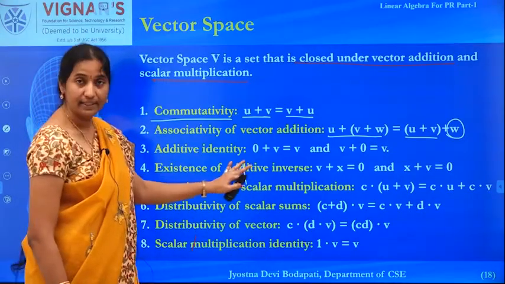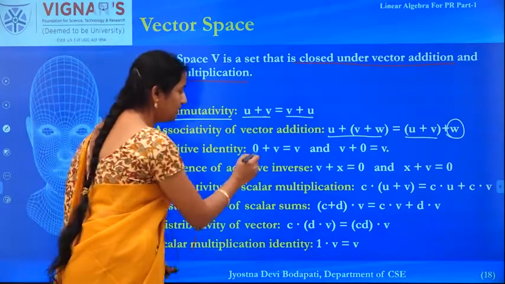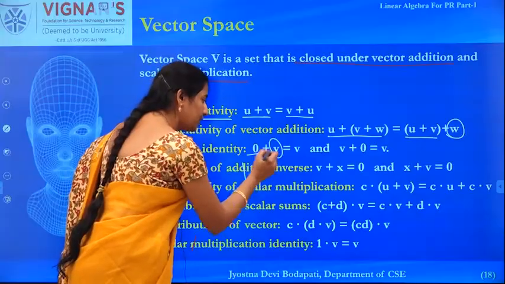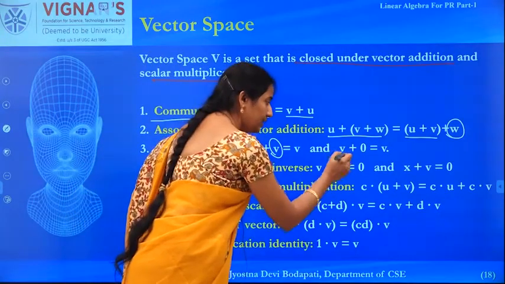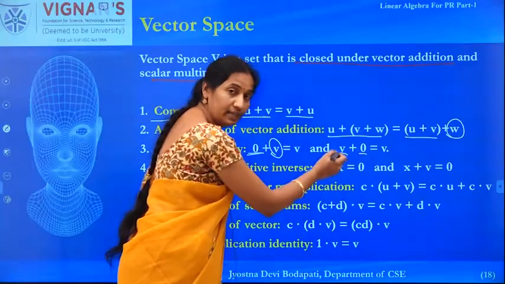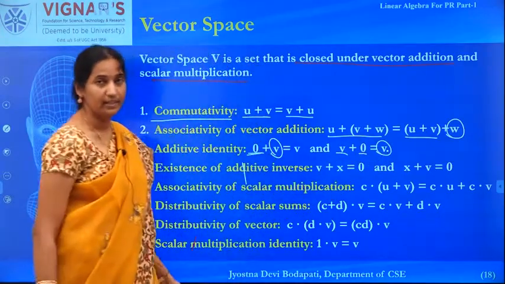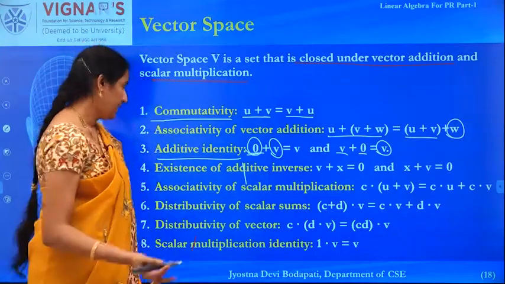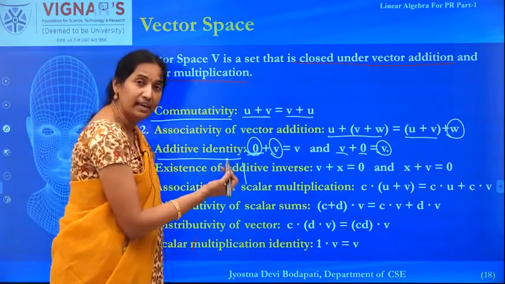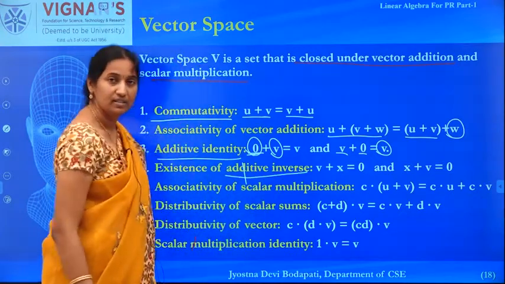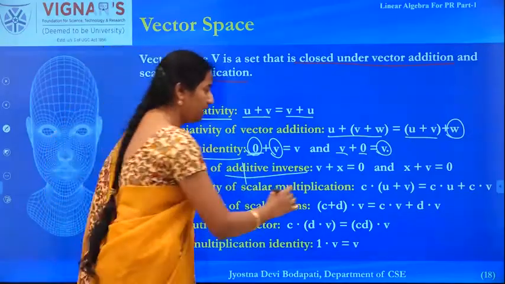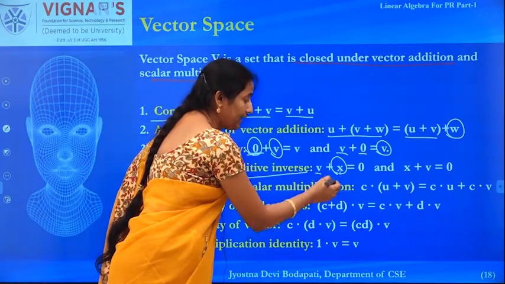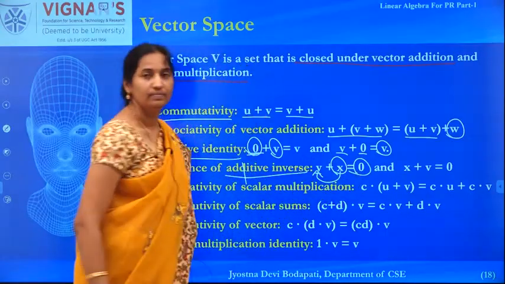Then the next is additive identity. The additive identity is the zero vector. A vector with all zeros is the zero vector. When you add the zero vector to any vector, the result will be the same vector itself. So the zero vector is the additive identity for any given vector. And similarly, for any given vector there exists an additive inverse. That is, for any given vector v, there exists a vector x such that when you add x to v, the resultant will be 0.